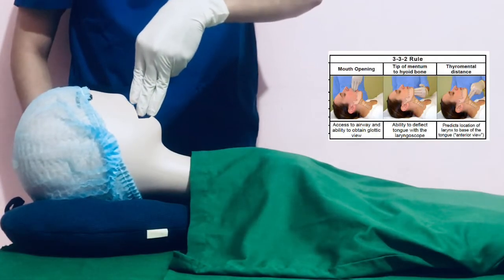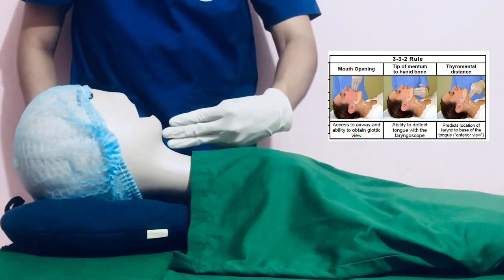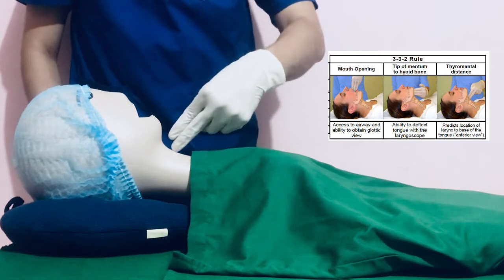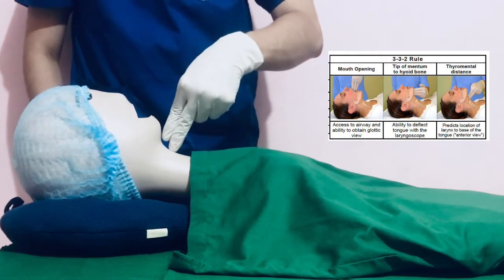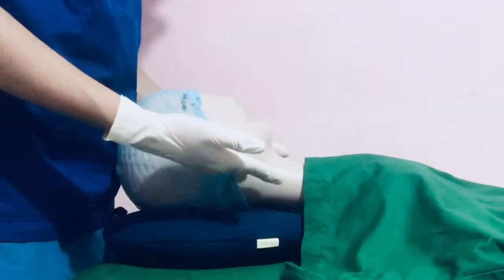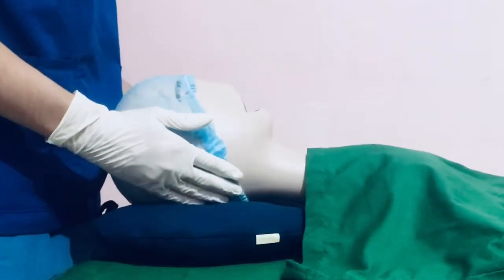Evaluate for the 3-3-2 rule. 3 finger breadths should fit for the mouth opening, 3 finger breadths from the mentum to the hyoid cartilage, and 2 finger breadths from the floor of the mouth to the thyroid cartilage. Check for the Mallampati score. Class 3 and 4 suggest possible difficult intubation. Check for obstruction in the oral cavity and the neck, and lastly, for neck mobility.